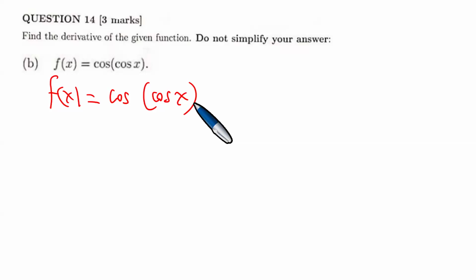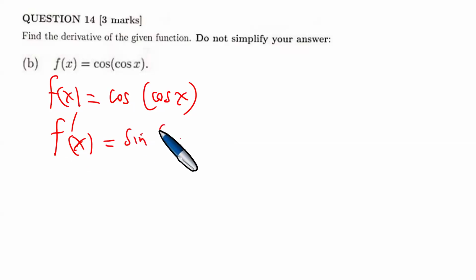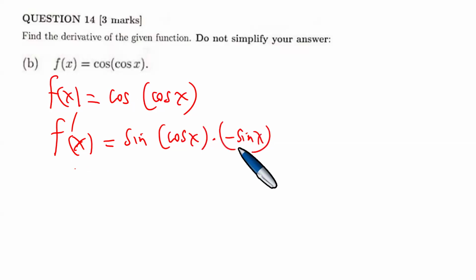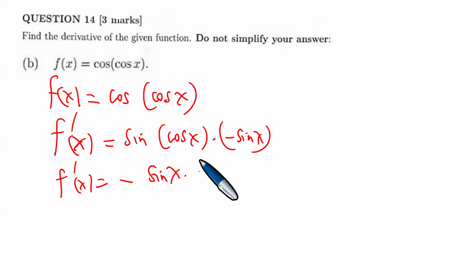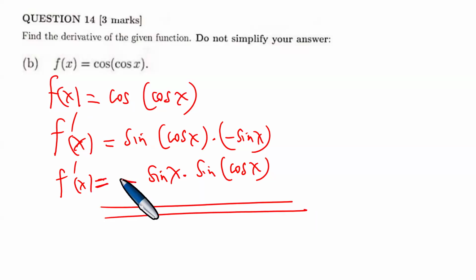So to find the derivative of this, we would have f prime of x. The derivative of the cosine is the sine of cosine x. By the chain rule, the derivative of the cosine x is minus sine x, which is f prime of x, which is minus sine x, the sine of cosine x.